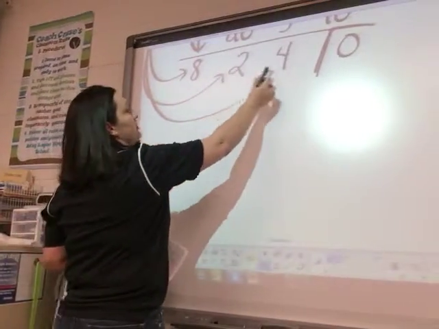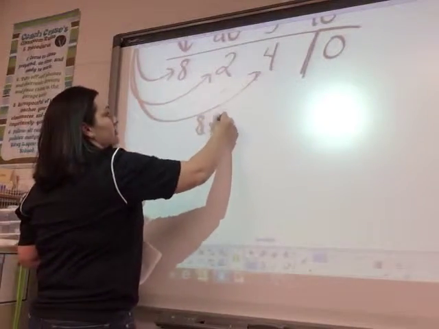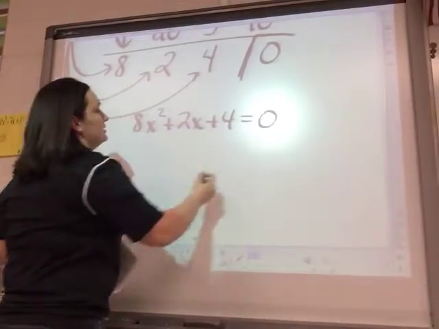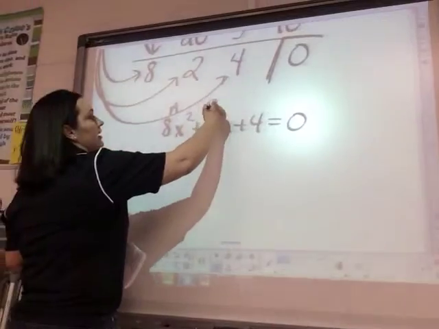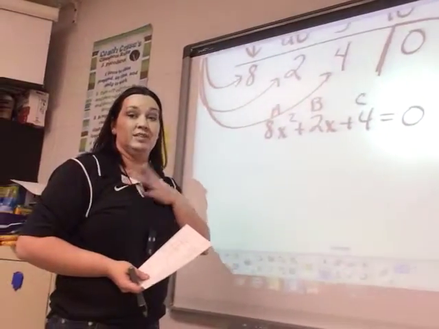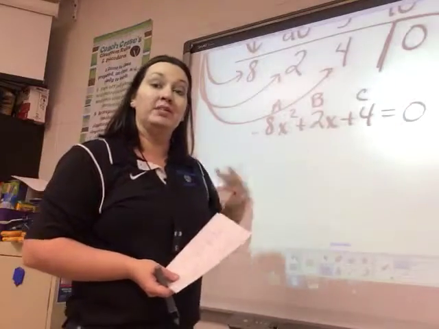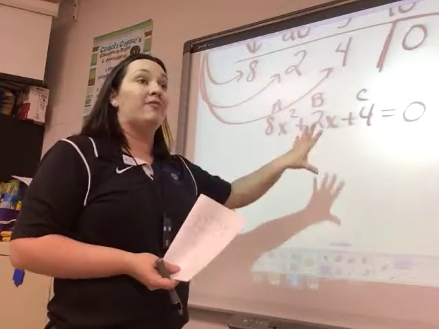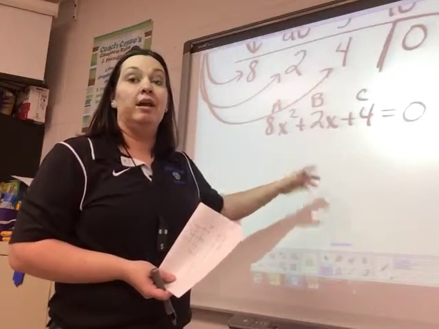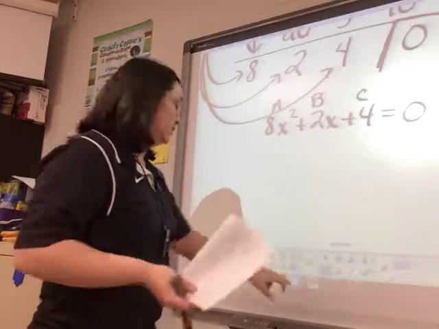So these are my coefficients. 8x squared plus 2x plus 4 equals 0. This is my quadratic, ABC. Okay? So what I tell my kids to do is I want to graph this quadratic real quick because if it's a real quadratic, I want to find my answers, one of the easy methods. But if it's an imaginary quadratic, I know I have to use the formula. So let's graph this real quick.